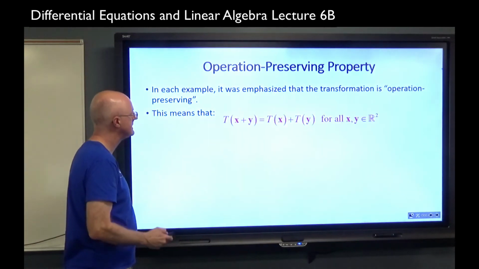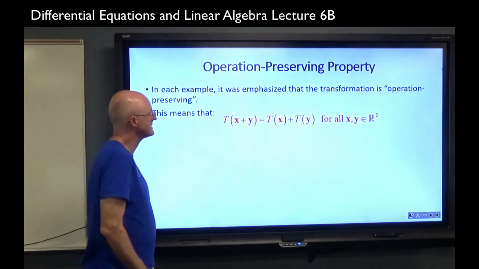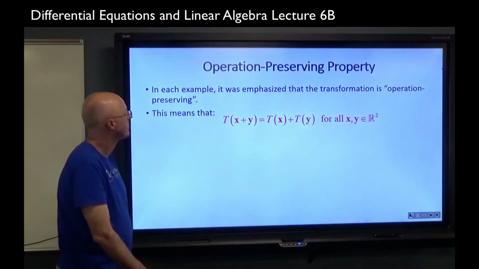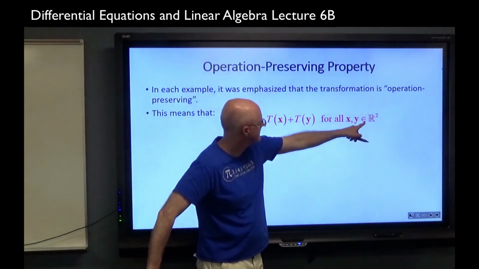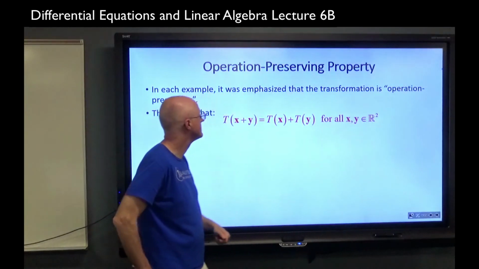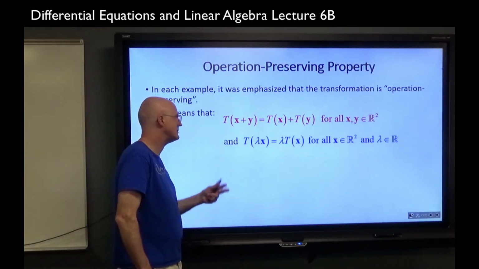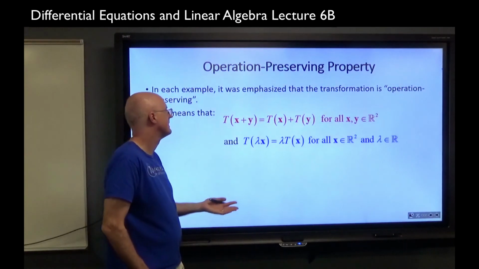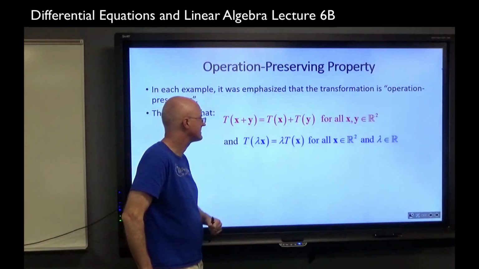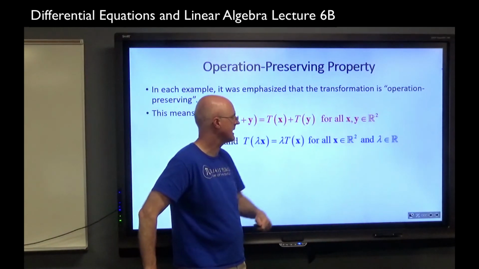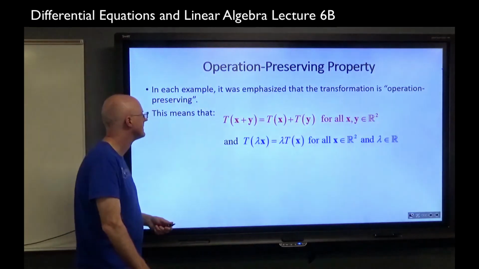It means T of x plus y equals T of x plus T of y for all vectors x and y in R2. This means "in" is the more official "is an element of." And T of a scalar lambda times x, I used alpha before, is the scalar times T of x for all vectors in the plane and all scalars lambda, all numbers lambda.